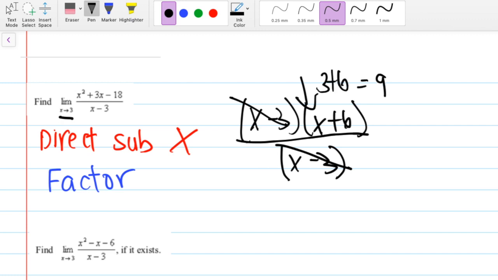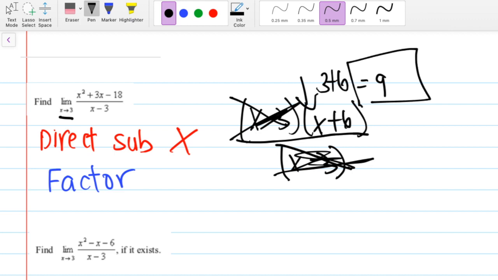Now, are there any restrictions? No. And what does that mean? Basically, we see it's not over 0 because this x minus 3 in the denominator was already eliminated by canceling it out with the x minus 3 in the numerator. And there's no restrictions in the problem saying that it can't be 9 or anything like that. So that's how we know we are officially done with this problem right here.